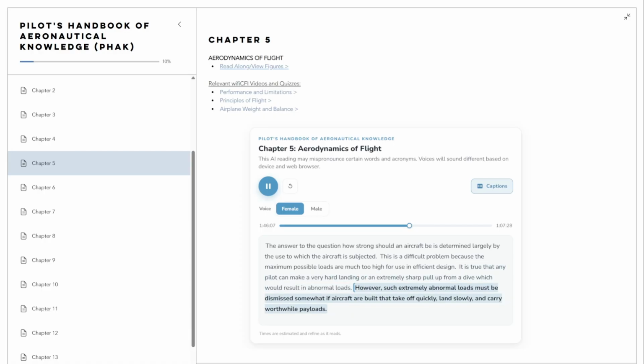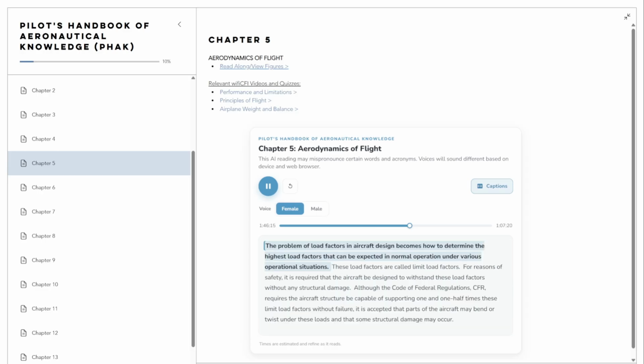However, such extremely abnormal loads must be dismissed somewhat if aircraft are built that take off quickly, land slowly, and carry worthwhile payloads. The problem of load factors in aircraft design becomes how to determine the highest load factors that can be expected in normal operation under various operational situations. These load factors are called limit load factors.